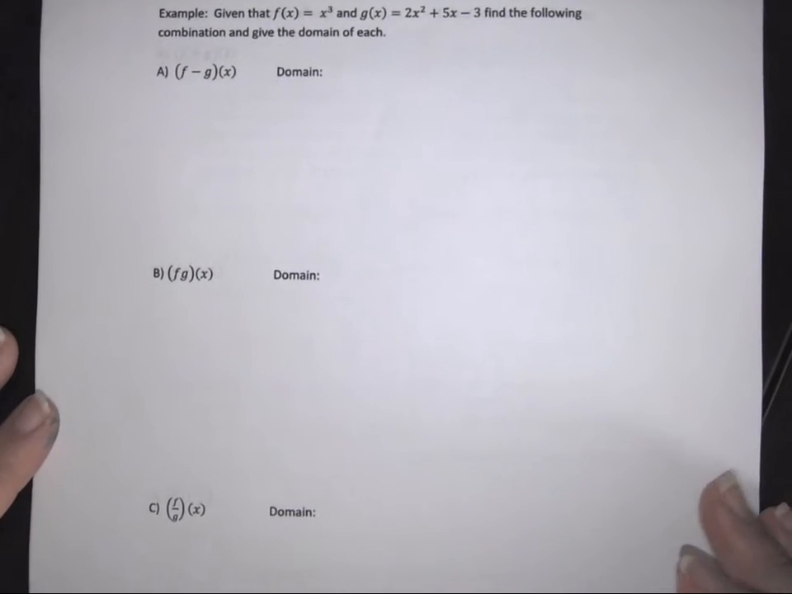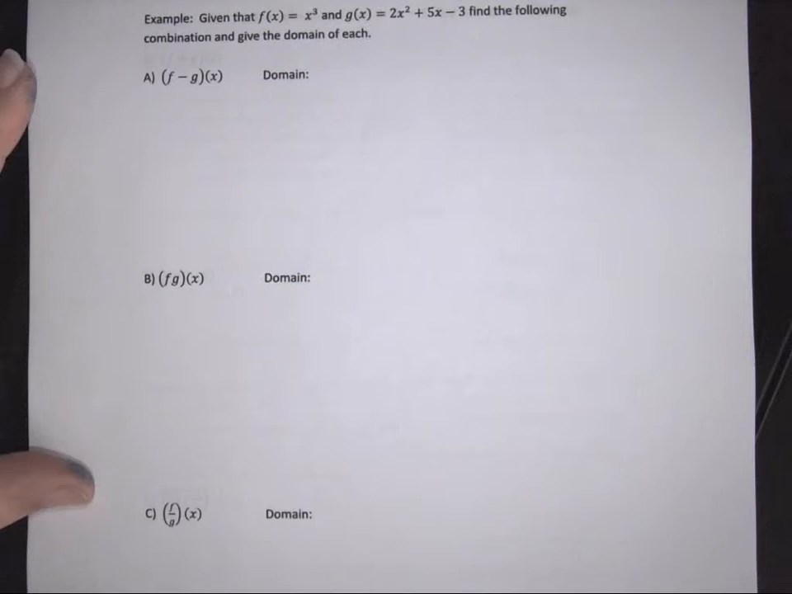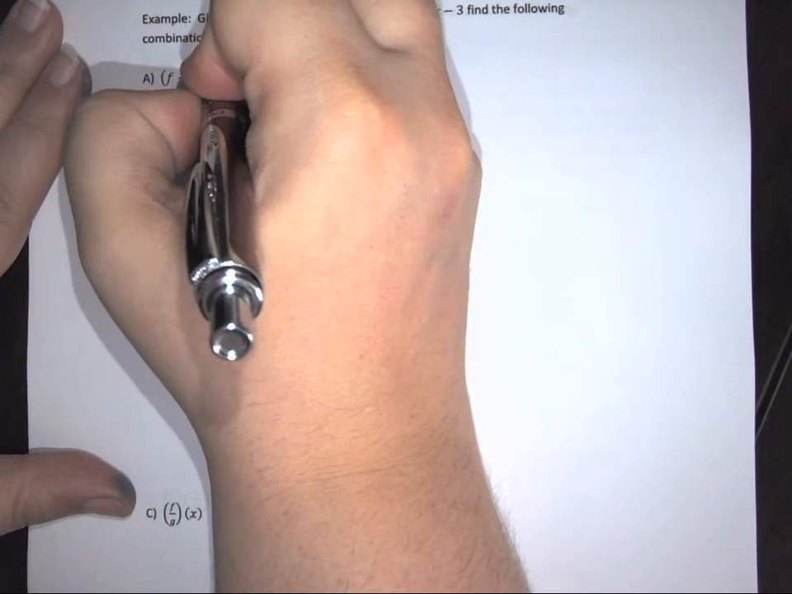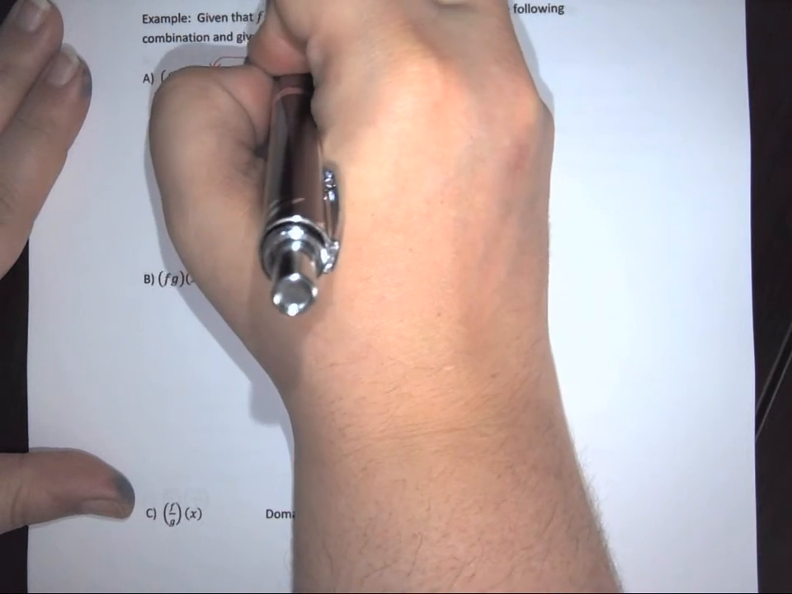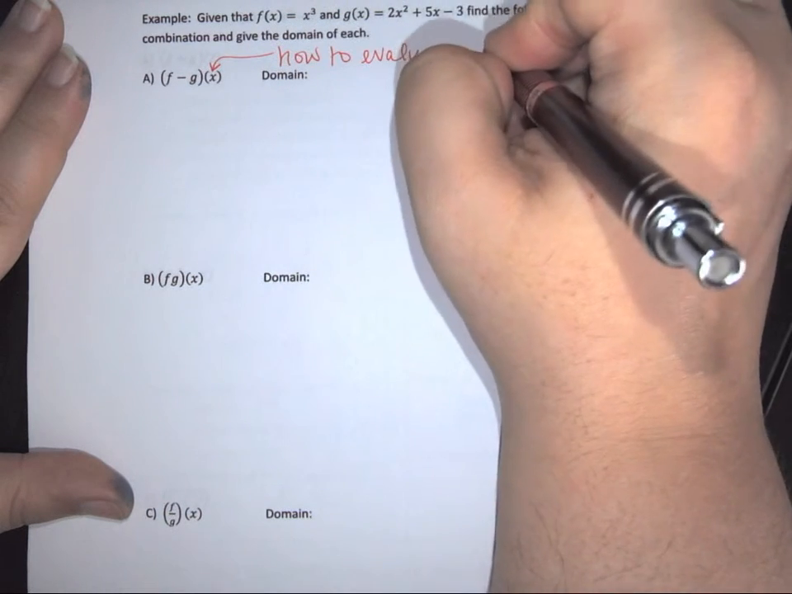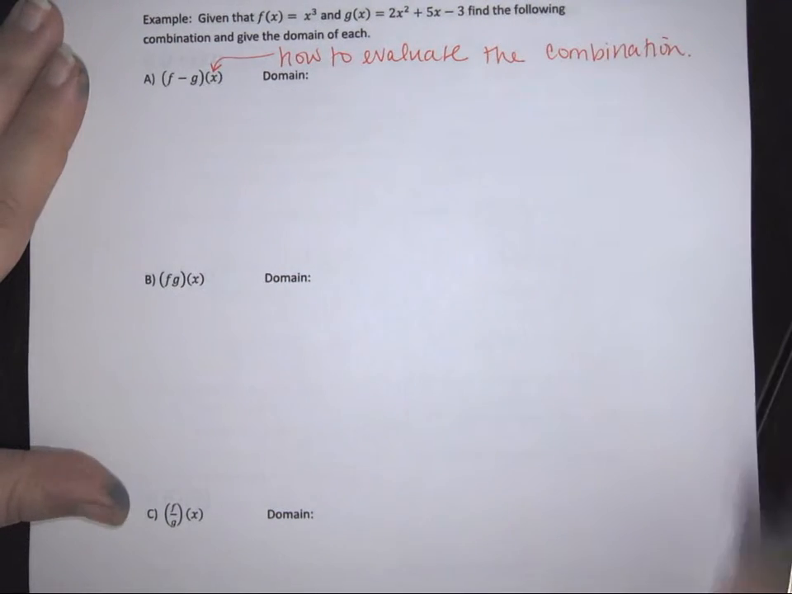So the first example says, given that f of x equals x cubed and g of x equals 2x squared plus 5x minus 3, find the following combinations and give the domain for each. So the first thing we have is f minus g, and then notice we have of x. Okay, so what you have to remember here is that this part right here tells you how to evaluate the combination.